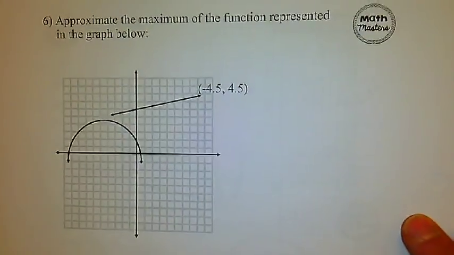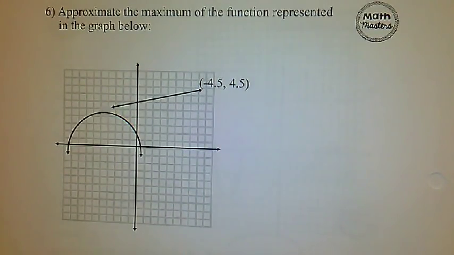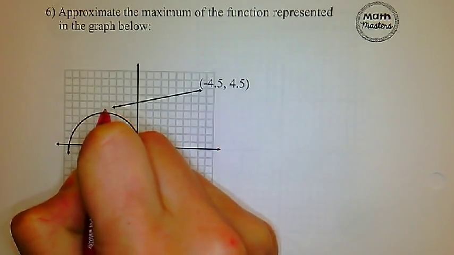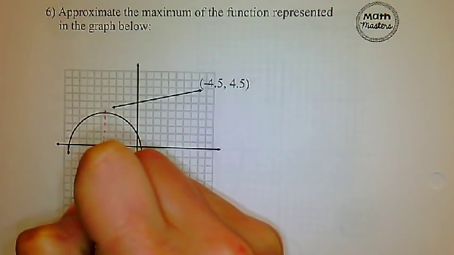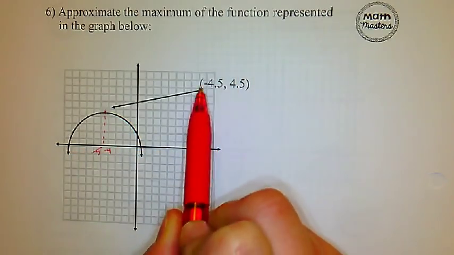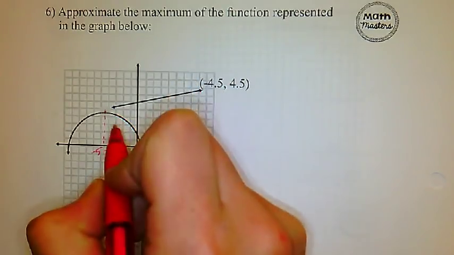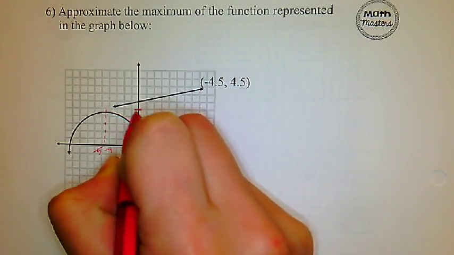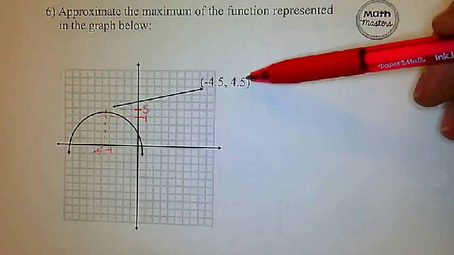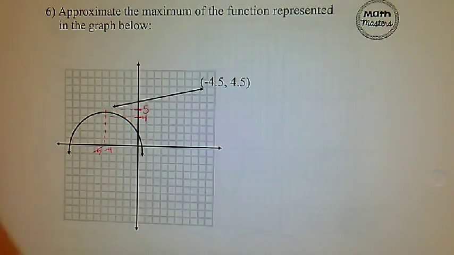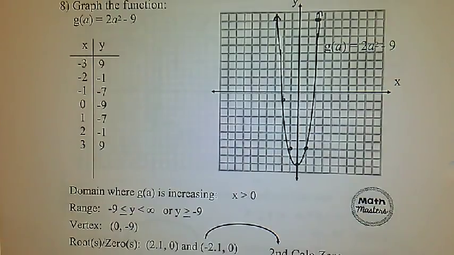Alright, the next one was number 6. I wanted you to approximate the maximum. So remember, I told you to first look at your x value. This is right halfway between negative 5 and negative 4. So I got negative 4.5. And then this one is right between, again, positive 4 and positive 5. So that would be 4.5 for your vertex.